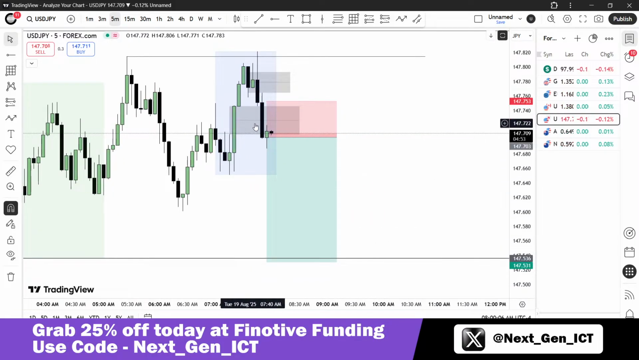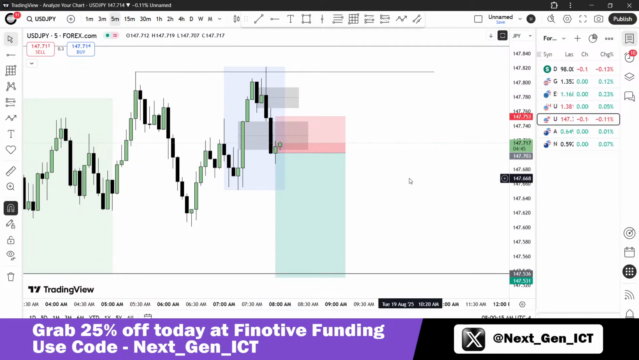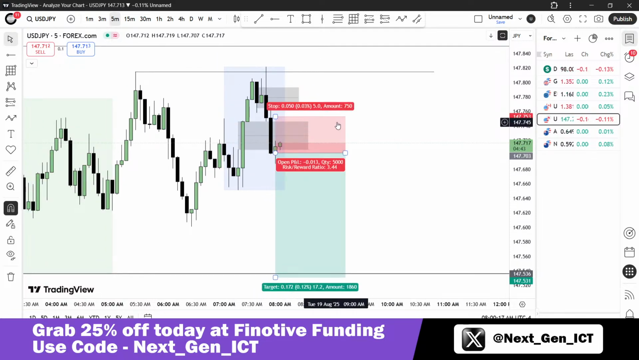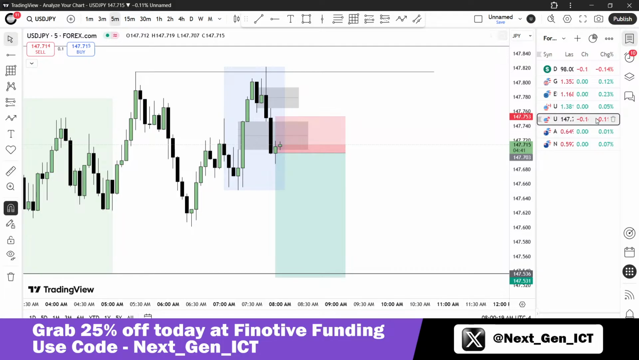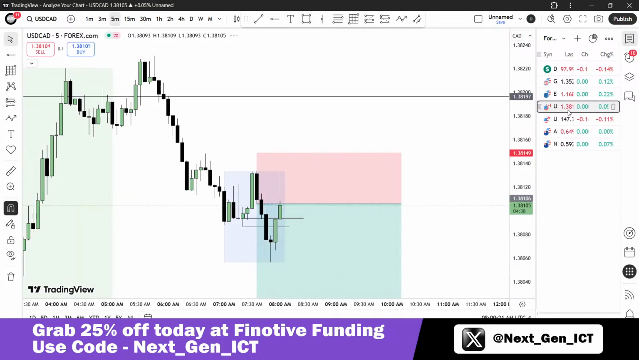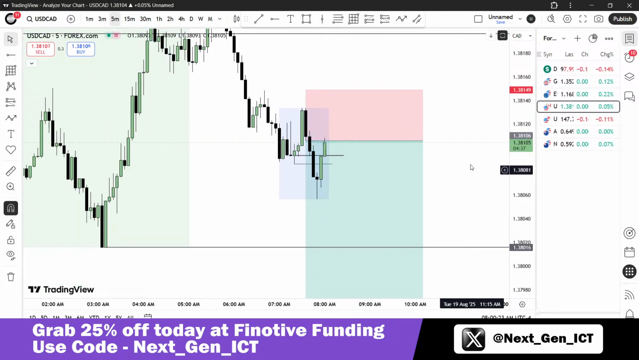We do not want to see price close above the mid level of this balanced price range. If it does, then cut the trade. Okay, this one's not looking good.